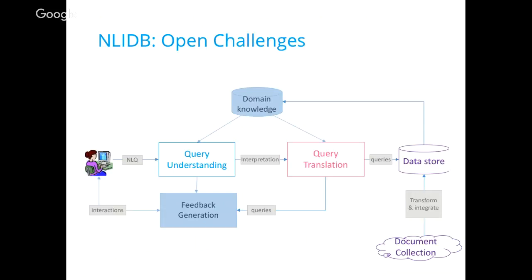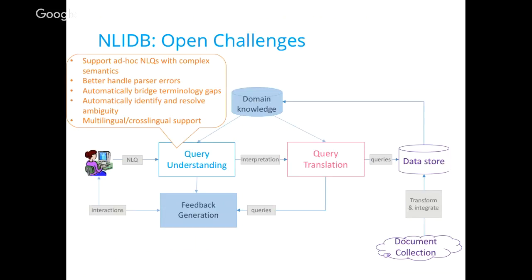So there are many open challenges. We looked at this diagram before. I make it slightly different in the sense that in the end, we also want to leverage the text documents as well in our data store. But let's look at all the different challenges, right? So how do we support ad hoc NLQ queries with complex semantics? We don't want to just support keyword queries and selection queries.